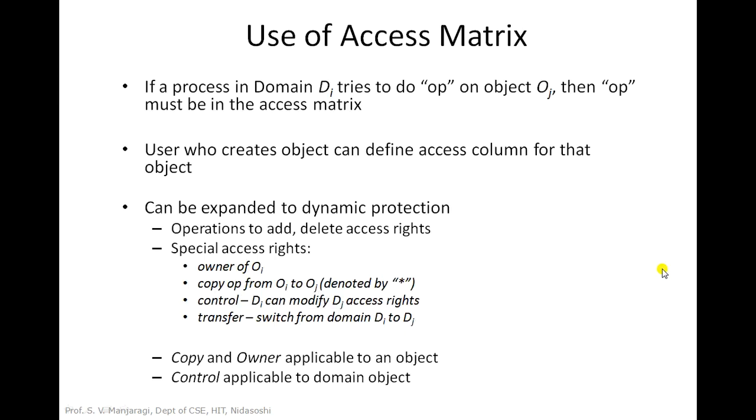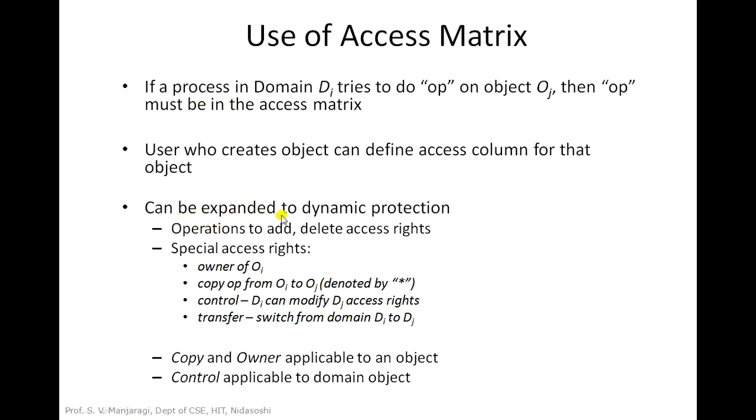Now let us see the use of the access matrix. If a process in domain Di tries to do some operation on object Oj, then the object must be in the access matrix. The user who creates an object can define the access column for that object. The user who creates the object is called the owner. The owner can define any kind of accesses for the object in the access column.